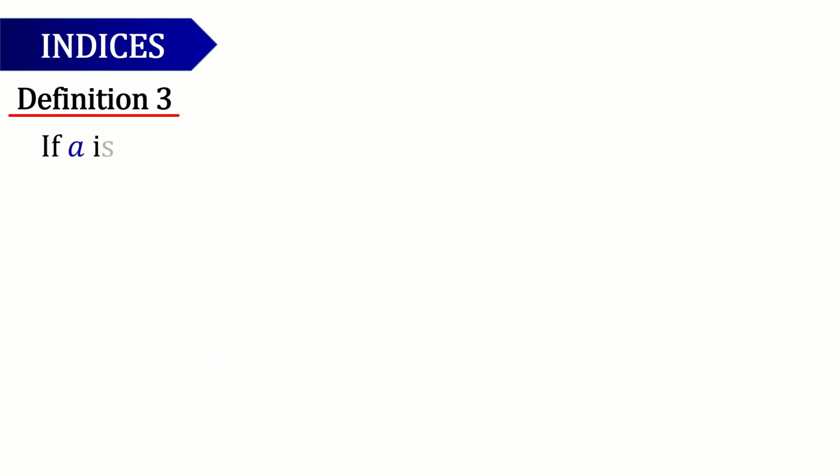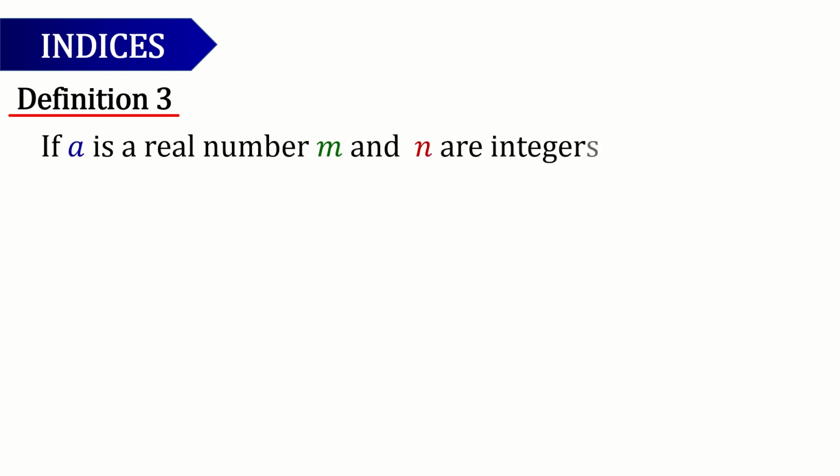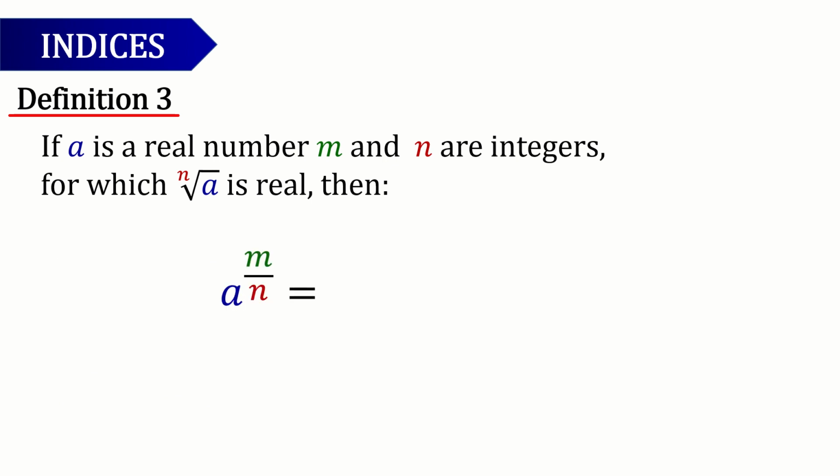Third definition: if a is a real number, and m and n are integers for which the nth root of a is real, then a to the power of m over n is equivalent to the nth root of a, all to the power of m, or is also equivalent to the nth root of a to the power of m. So we can use these two identities to express a to the power of m over n.